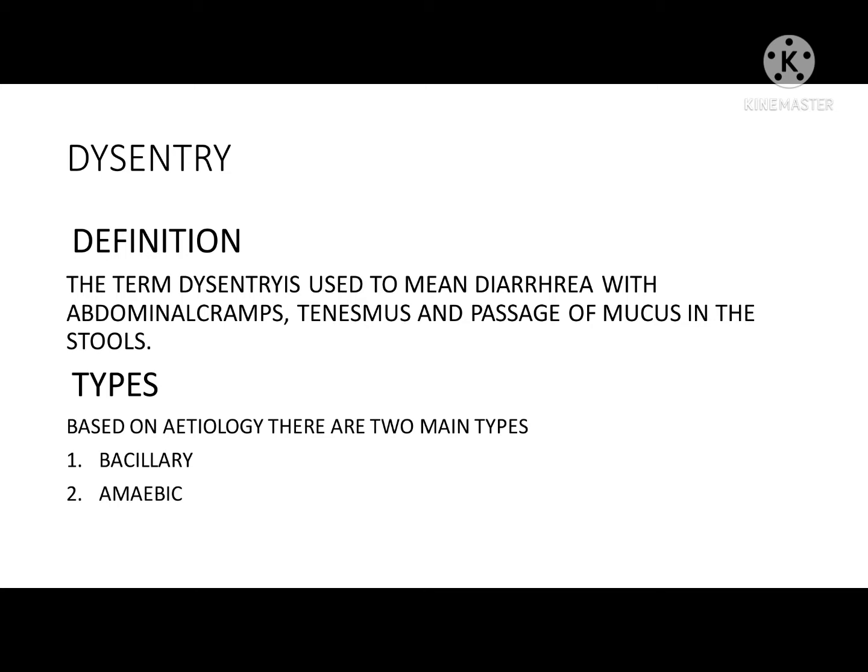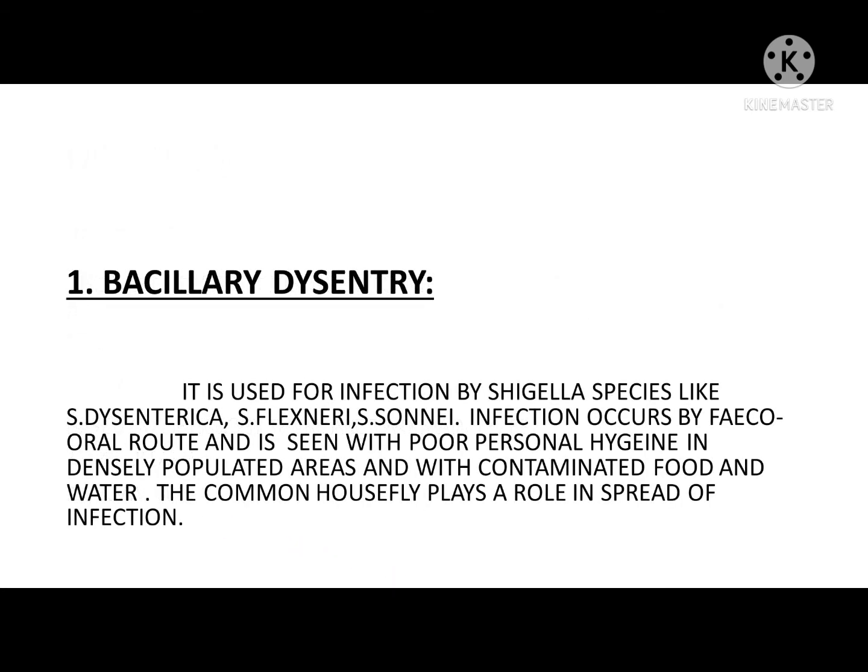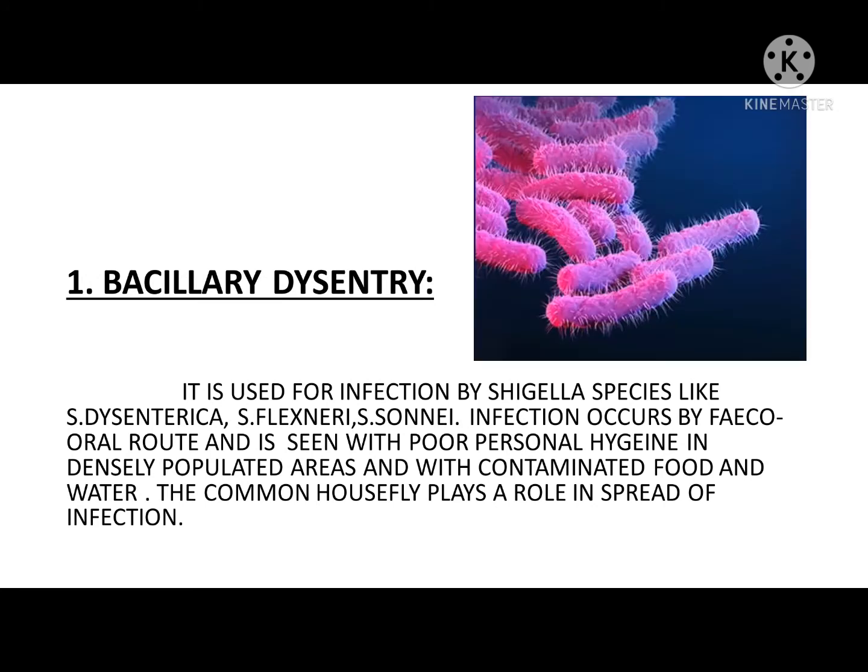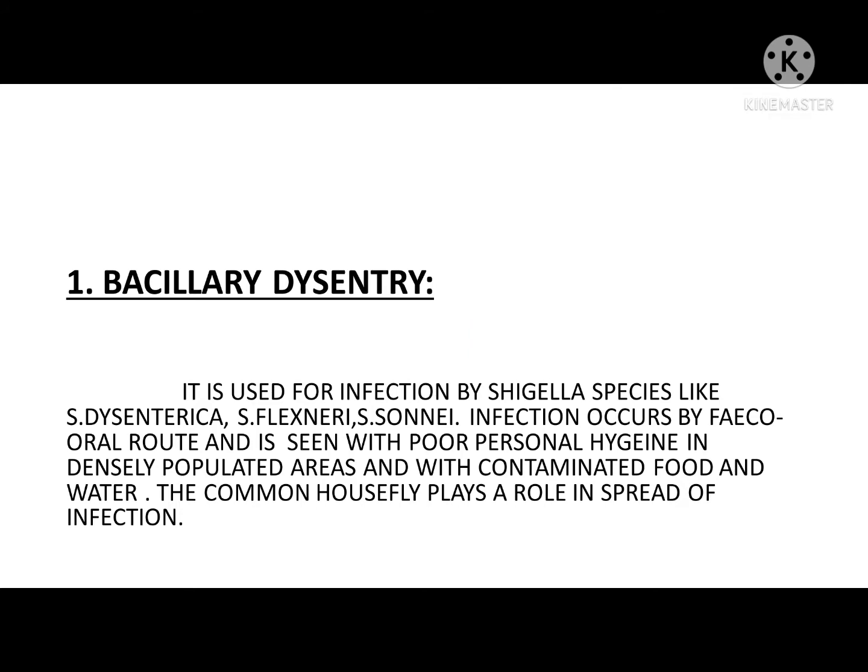Now, what are the types of dysentery? It's basically two types. One is bacillary and the other is amoebic dysentery. Now let's talk about bacillary dysentery. It is caused by infection with Shigella species. It may be dysenteriae, flexneri or sonnei. Different types of pathogens are present which cause dysentery.